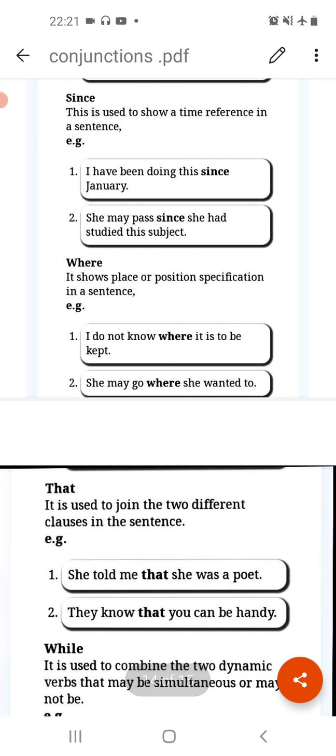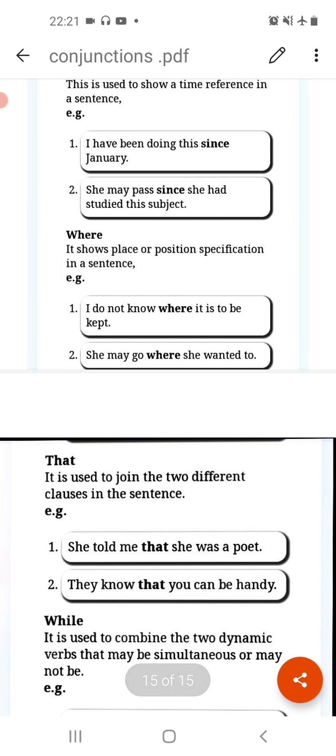Next is since. This is used to show a time reference in a sentence. So whenever we are giving any time reference, we use since. I have been doing this since January. So January is the time. She may pass since she had studied this subject.